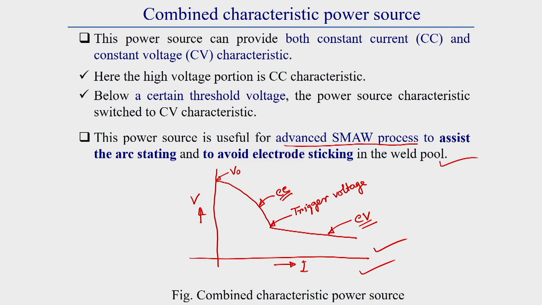Now, next class I will discuss in detail the dynamic characteristics of power source, and where these dynamic characteristics are important, and some other fundamental knowledge on welding power source, especially what the insulation type should be, what the wire type should be, and what feeding mechanism we should use for the power source.